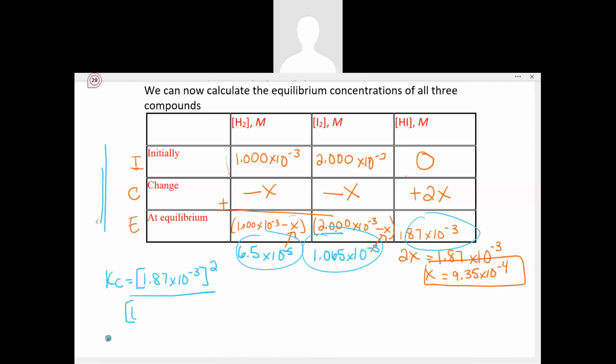And then down here, I just solved 6.5 × 10^-5. Both of these have coefficients of 1, so we just plug them in as is. This is 1.065 × 10^-3. So I just square the top, divide by the product of the two values in the denominator, and you should get a value of 51, even. And I've simplified to only two sig figs because of that first value.